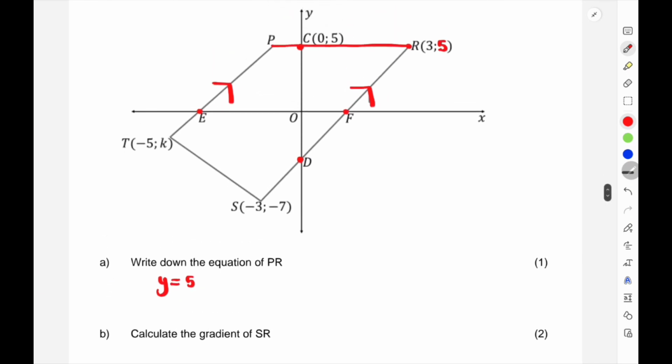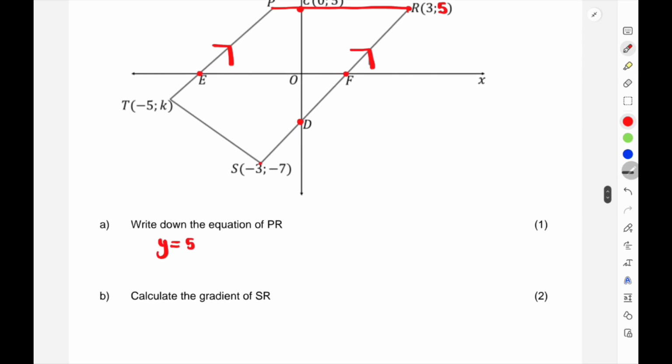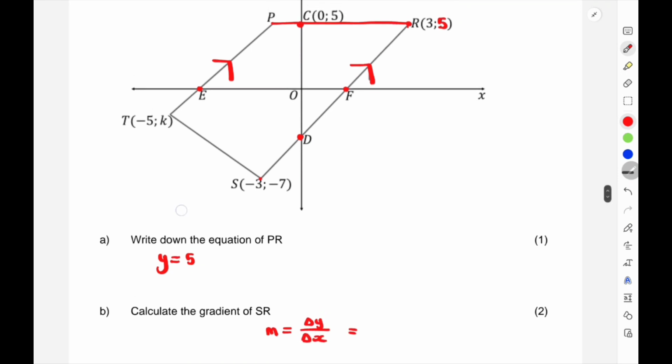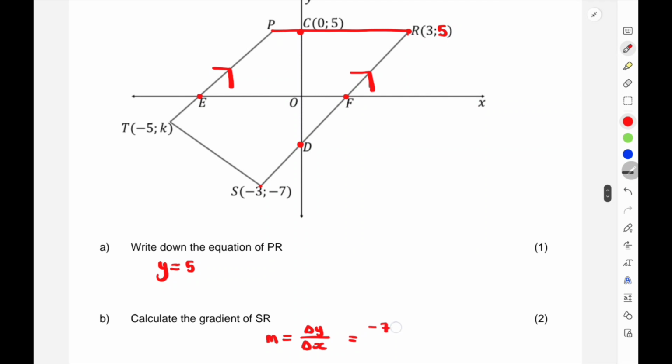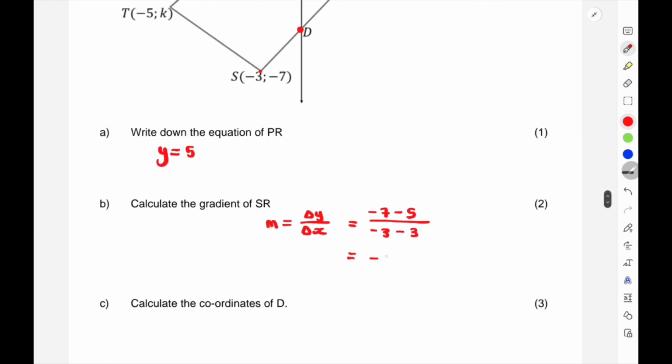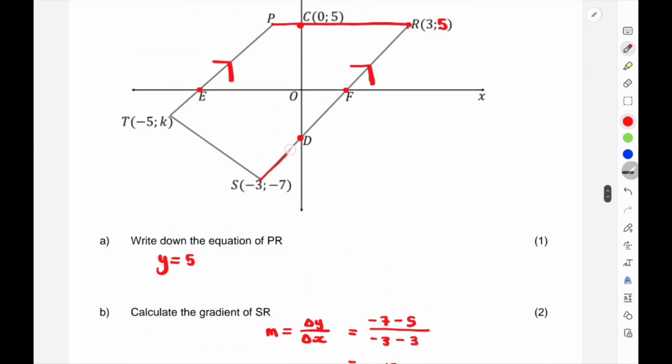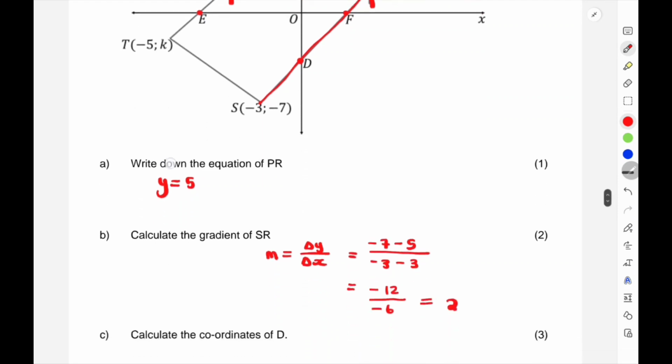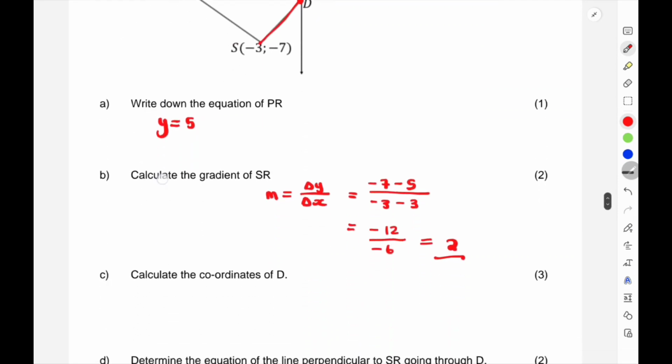Calculate the gradient of SR. So the gradient is equal to the change of y over the change of x. So it's negative 7 minus 5 over negative 3 minus 3, which gives you negative 12 over negative 6, which gives you a positive 2. And it is an increasing line, so it makes sense that it should be positive.